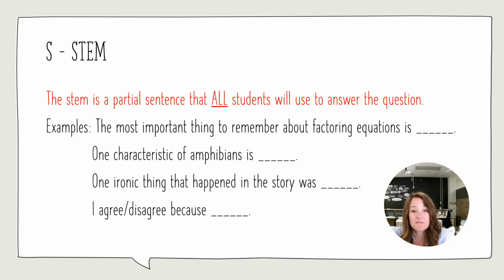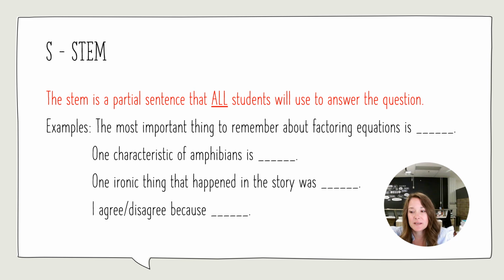The next part of the strategy is to provide a stem. So a stem is a partial sentence, and it's one that all students will use to answer that question that you asked. So back to those questions from a couple slides ago, your stem for those might be the most important thing to remember about factoring equations is, or one characteristic of amphibians is, one ironic thing that happened in the story was, or for another question it might be I agree or disagree because.